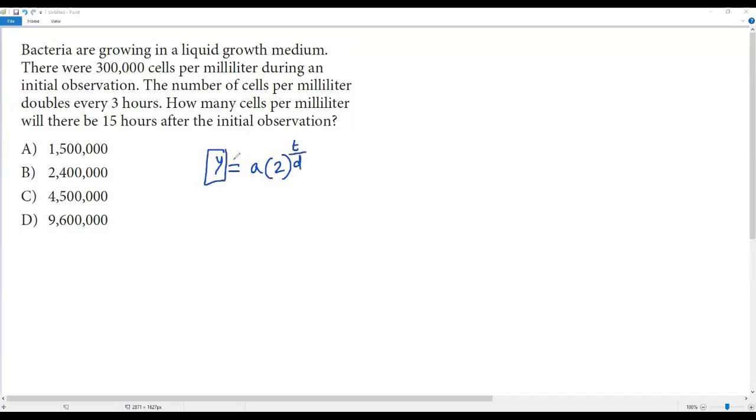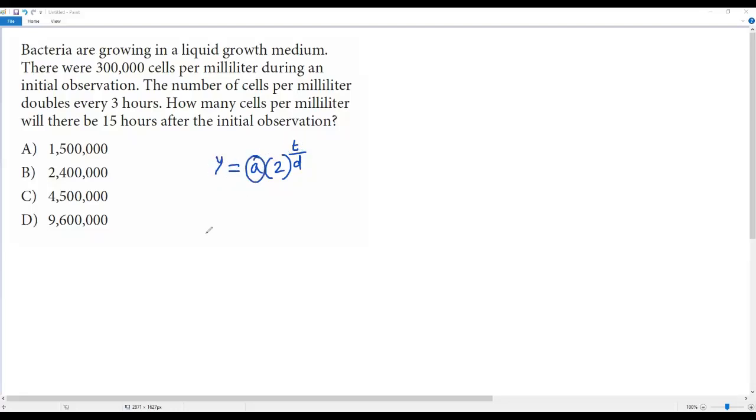So here y is the number of cells per milliliter at time t hours. For example, in this case, they ask us to find the number of cells per milliliter in 15 hours. So after 15 hours, to find the number of cells per milliliter, we have to plug in t is equal to 15 and we have to find the value of y. So the y stands for the number of cells per milliliter at time t hours.